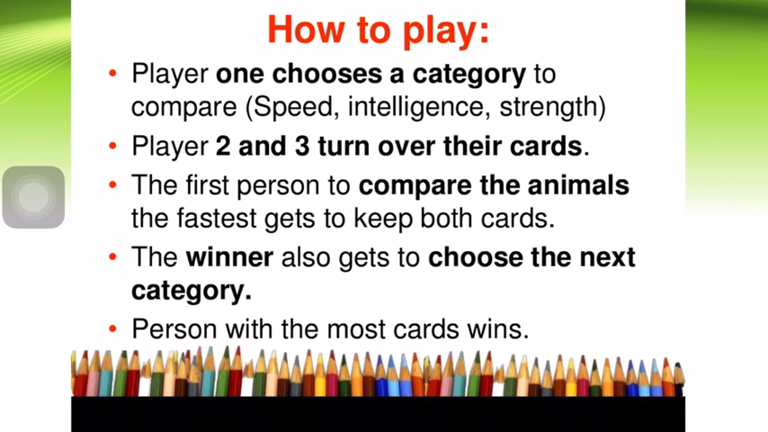For example, player 1 chooses a category to compare. First, speed. Second, intelligence. Third, strength. Player 2 and 3 turn over their cards. The first person to compare the animals, the fastest, gets to keep both cards. The winner also gets to choose the next category. The person with the most cards wins.